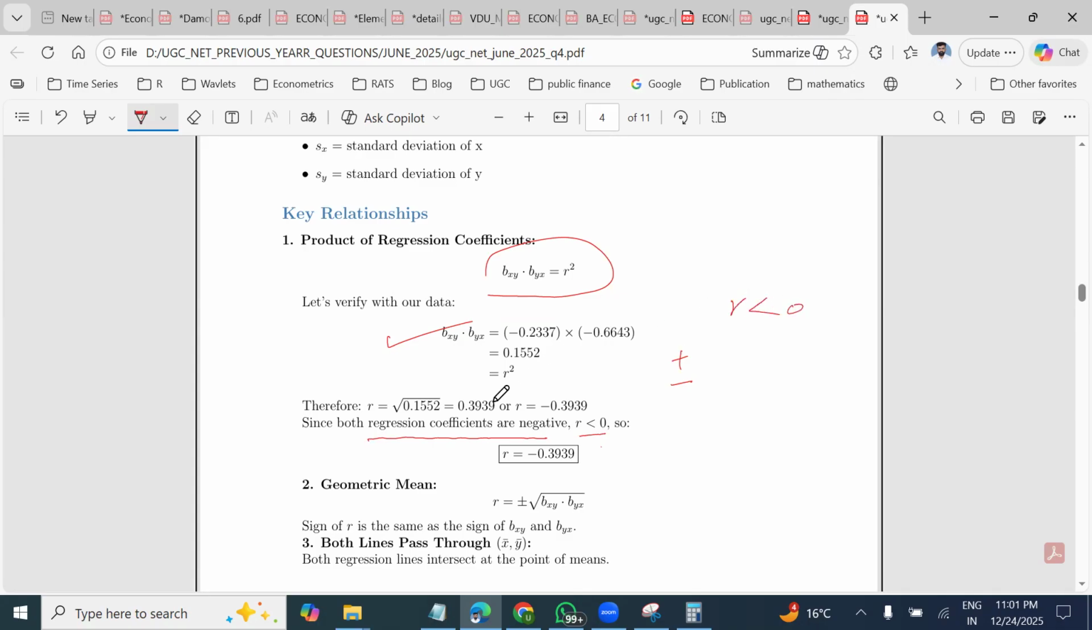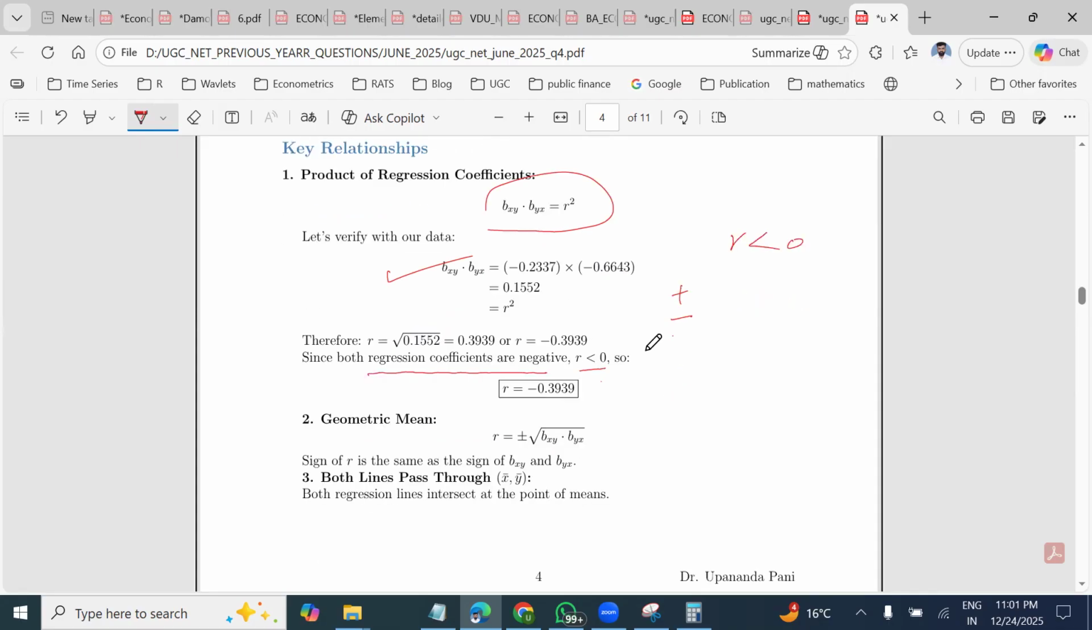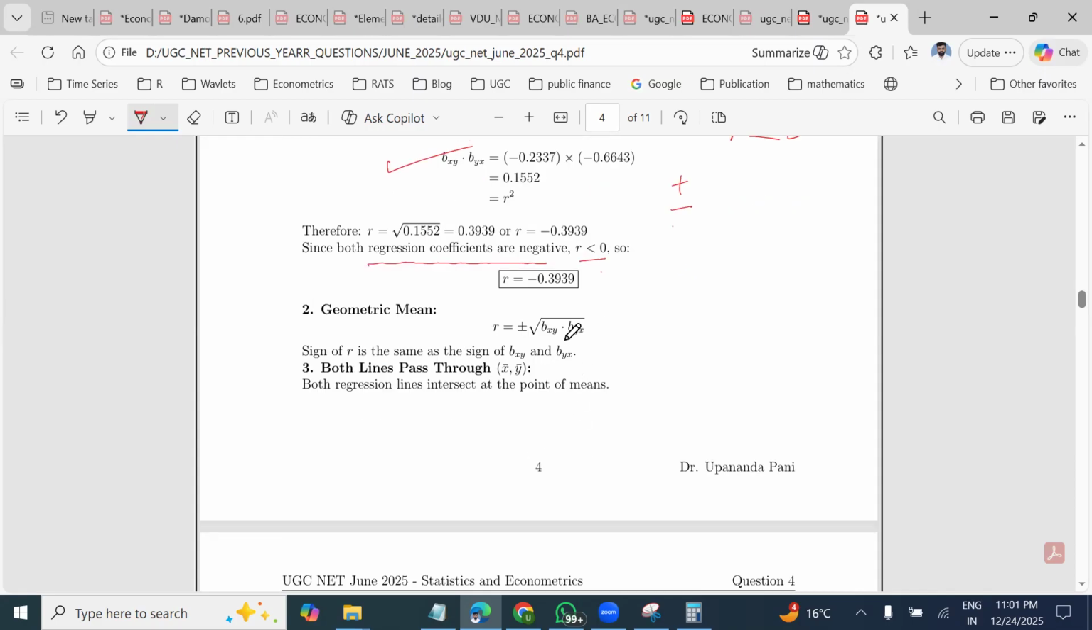Now if you assume that it is 0.3939, then there is a problem. Are you getting my point? Because r is plus or minus the square root of bxy into byx. Is it clear? You have to be very careful, otherwise you will lose the mark, even though it is easier.